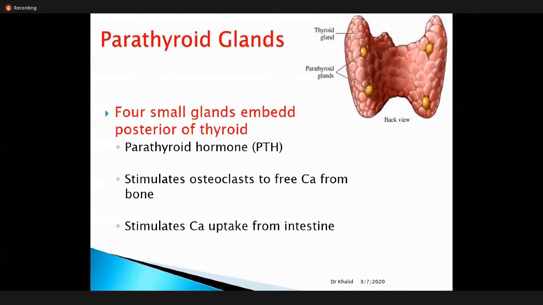So a very specific protein which is present in the enterocyte is called calbindin protein, and this calbindin protein binds the calcium, and then the calcium is reabsorbed from the intestine.